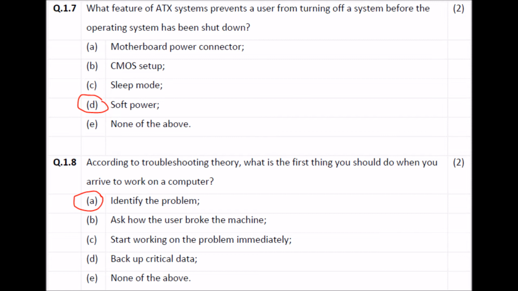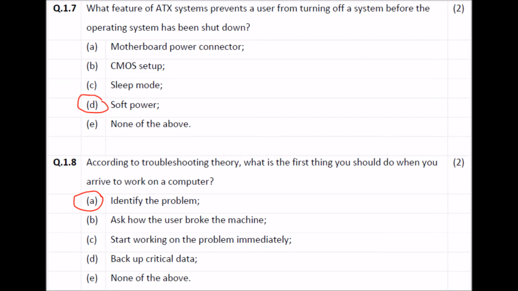All right, so if you want to work on a machine, you've got to identify the problem, you've got to ask the user who broke the machine, start working on the machine immediately, back up critical data, and then none of the above. So remember, this is according to the troubleshoot theory. Technically, the first thing that you want to do when you arrive to work on a given computer system, you need to identify what the problem is.